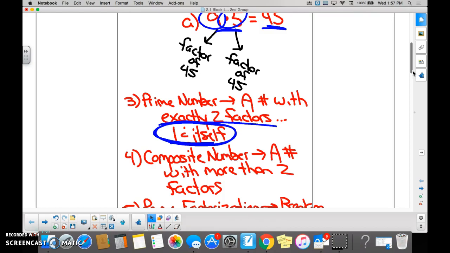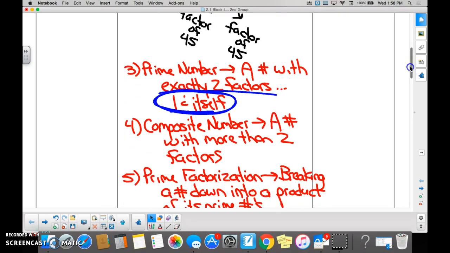What's the opposite? Well, kind of the opposite of a prime number, everybody? A composite number. And a composite number has how many factors? 3 or more. It's got to be more than 2, right? Yeah. So a composite number has more than 2 factors.